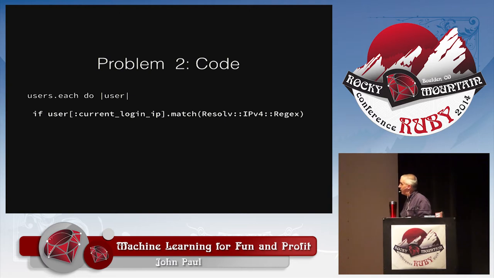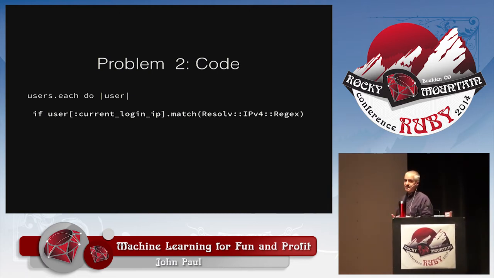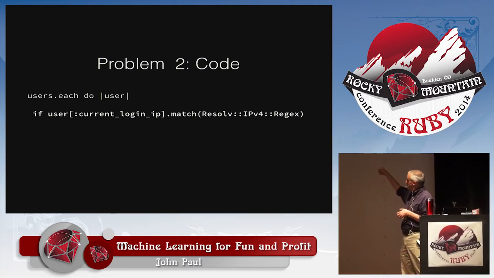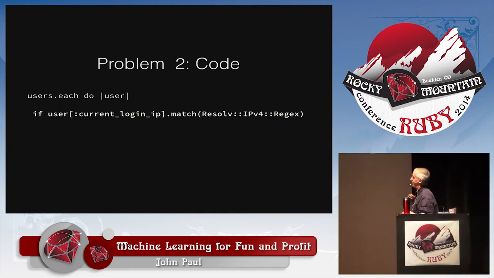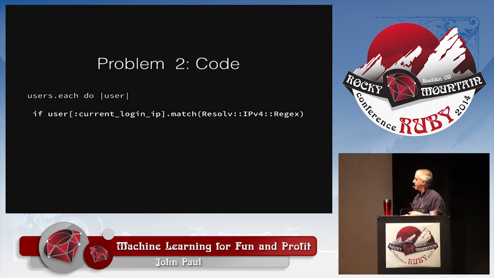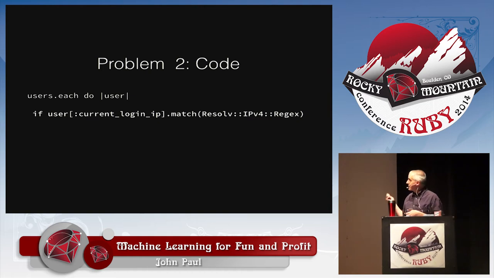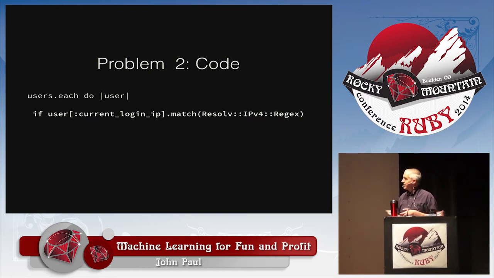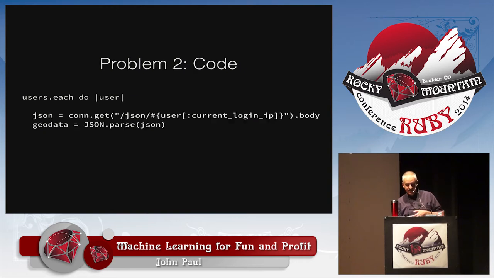I can loop over all the users in my database. If you're using Devise, you probably already have the IP address in there. That's one of the default things. I'm using the Resolver IP4 regex, so I don't have to write regexes, because my regex is bad. If it matches the IP4 regex, it's going to take that IP, look it up, and spit some data back.